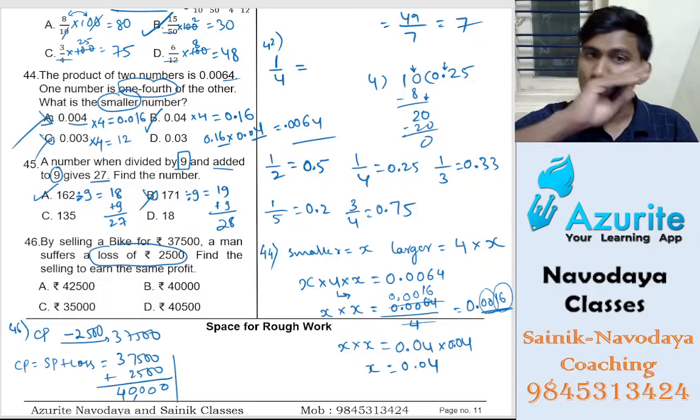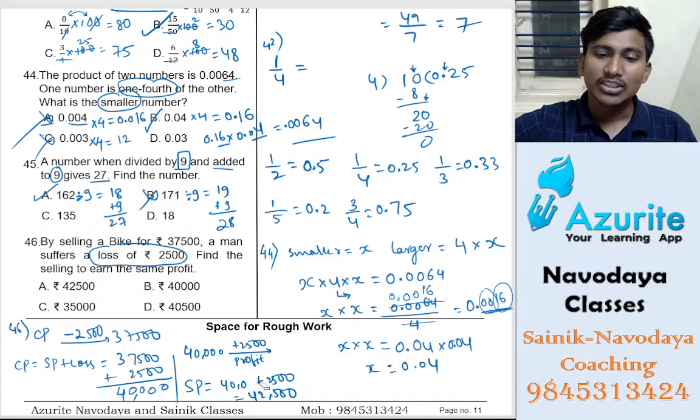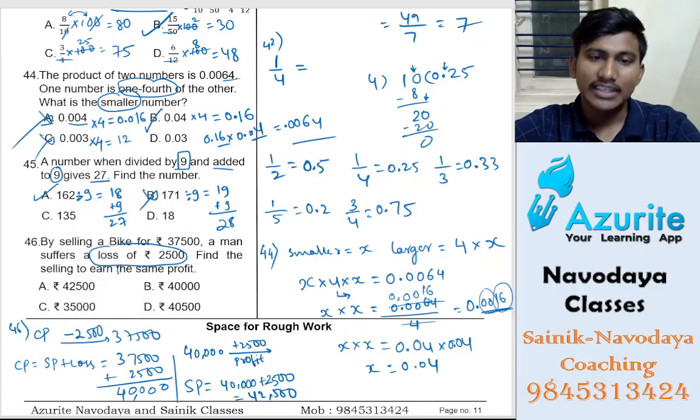So now you have to sell this at the same profit. 40,000 you have to sell to get 2,500 profit. So how much should you sell it at? Selling price will be 40,000 plus 2,500. It will be 42,500, right? So that is the selling price to get the same profit of 2,500. Understand? Yes? So that is how you have to do.